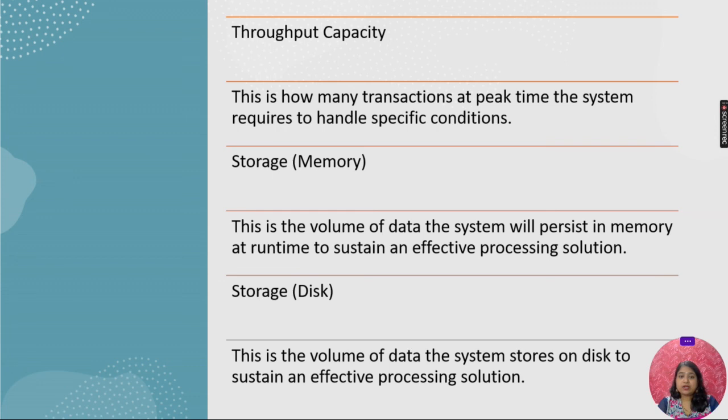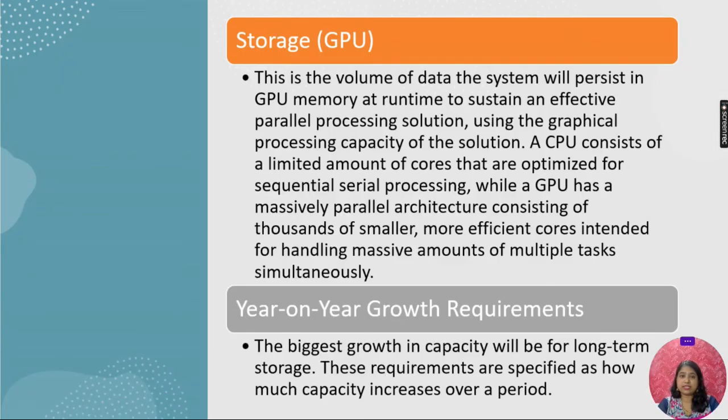Now storage memory. This is the volume of data the system will persist in memory at runtime to sustain an effective processing solution, that is, how much data can be brought into memory and processed at runtime, so that we'll be able to effectively continue with our data science project. Storage on the disk is the volume of data the system stores on the disk to sustain an effective processing solution. So all this needs to be defined: throughput capacity, storage capacity on memory, storage capacity on disk.